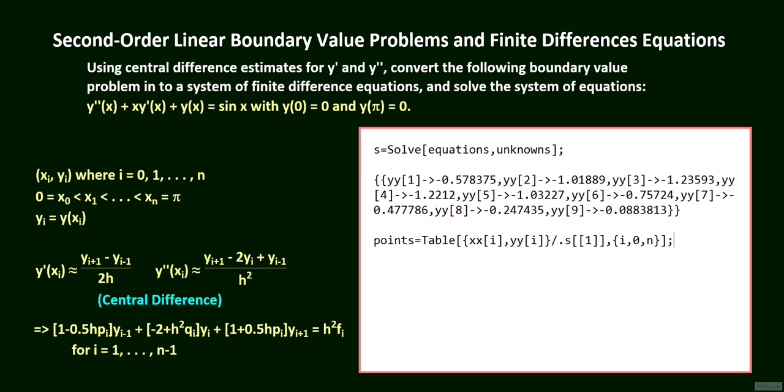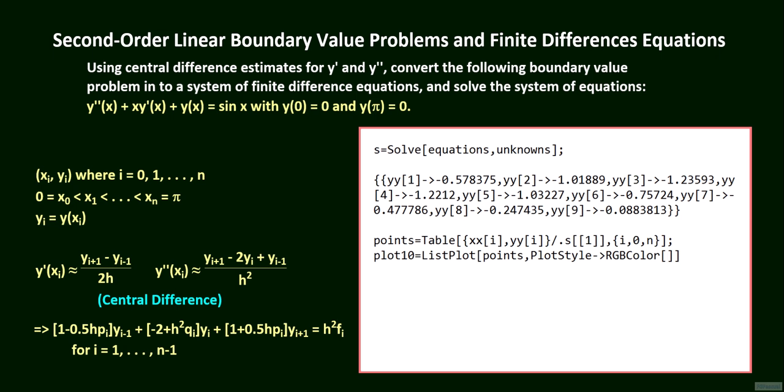And now we plot the points by using the ListPlot command. To plot the approximate solution for n equals 10, we label the plot plot10. In plot10, we store the ListPlot of points. We will also color the points for n equals 10 as red, and so we use the PlotStyle option with the RGBColor directive.